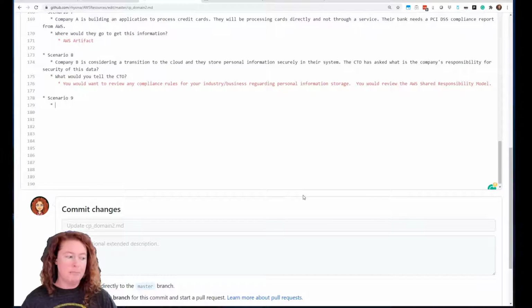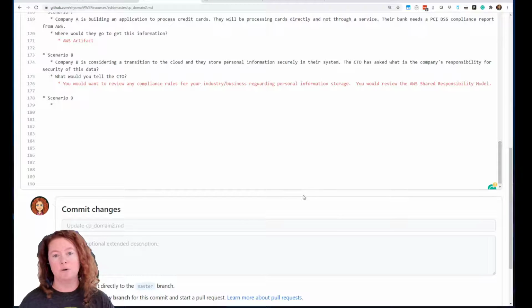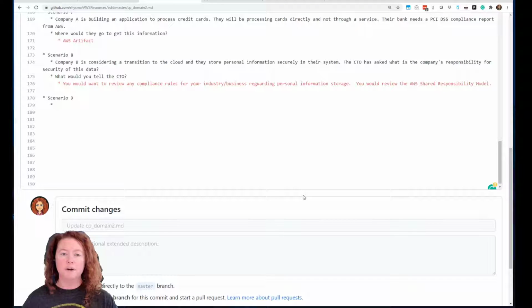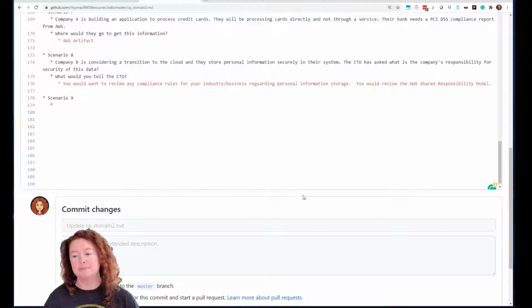But then you can talk about what we originally discussed about the shared responsibility model: what is AWS going to take care of for you versus what are you going to have to take care of, depending on how your organization is storing data, what services you're using, how customized your setup is.